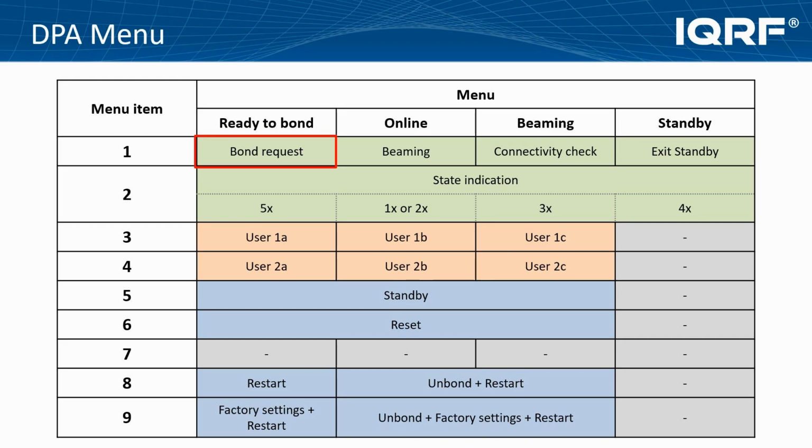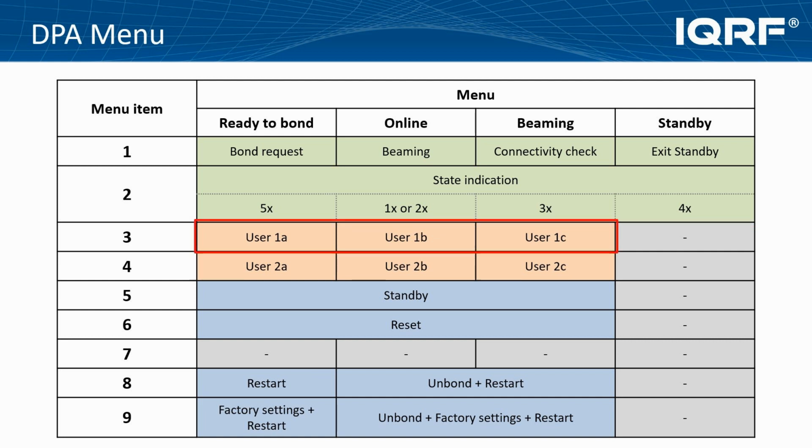The first menu item contains the most useful action for that device mode. So, for example, in the ready-to-bond state, it is a request for bonding. In standby mode, it is a wake-up to the previous state, etc. The second item, which is always implemented, contains an indication of the current state of the device. The user can easily find out the status of the device based on the number of LED flashes.